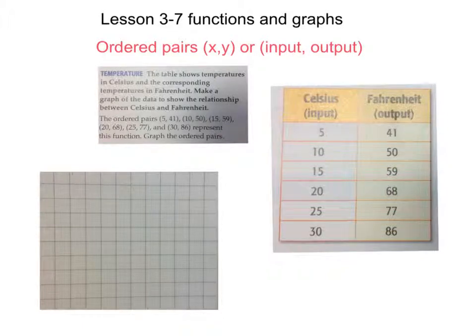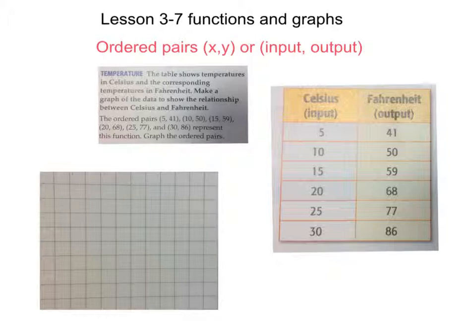Lesson 3-7, Functions and Graphs. You're going to see the word ordered pairs used quite frequently throughout this lesson and the next few lessons. Ordered pairs is when 2 points are written as x, y, or input and output. So something happens because of something else.